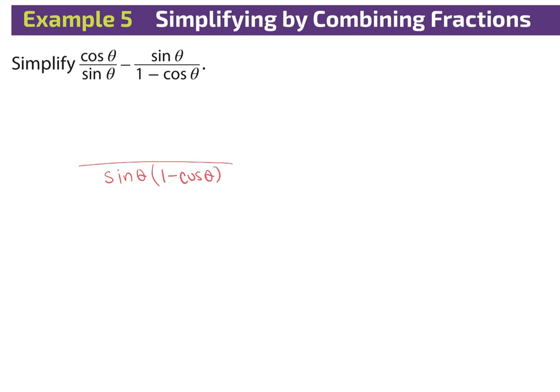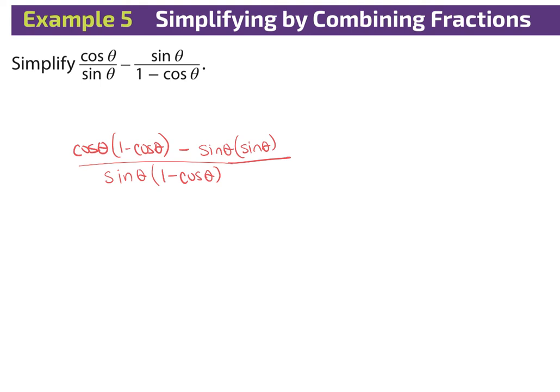That is my common denominator. And then I multiply the left guy by the 1 minus the cosine. And I multiply the right guy by just the sine. Right? So far, so good. So even though it's not a pretty common denominator, it is my common denominator.